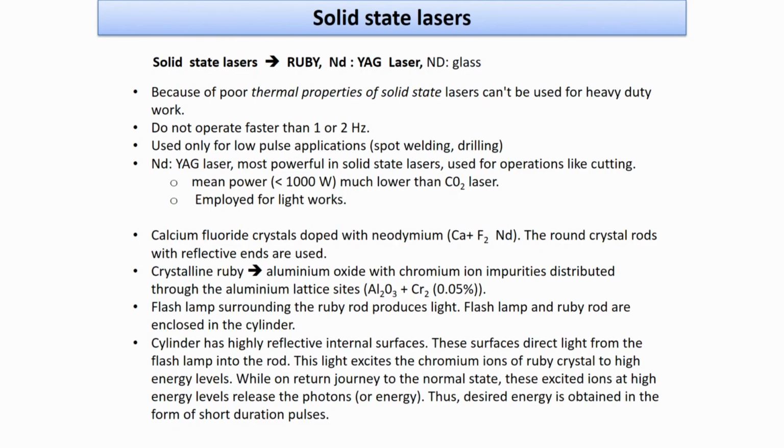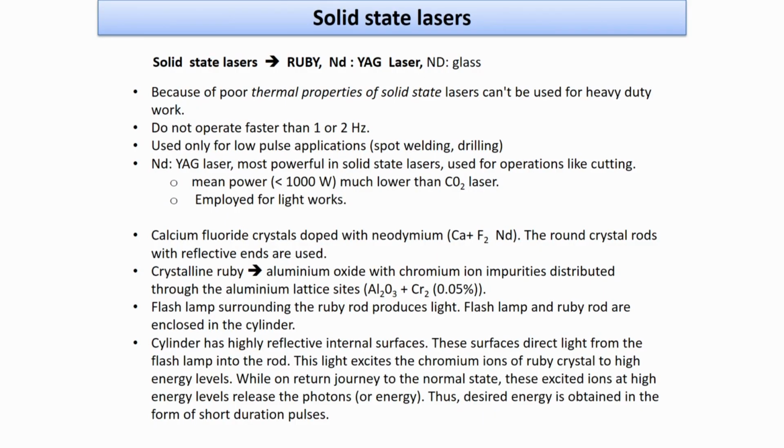Nd:YAG laser is the most powerful among solid state lasers, used for operations like cutting. Its mean power is less than 1000 watt, which is much lower than the CO2 laser, but its energy density is very high. So it is employed for these light works. It uses calcium fluoride crystals doped with neodymium. When calcium fluoride is doped with neodymium, these round crystal rods with reflective ends are used for the generation of the photon.